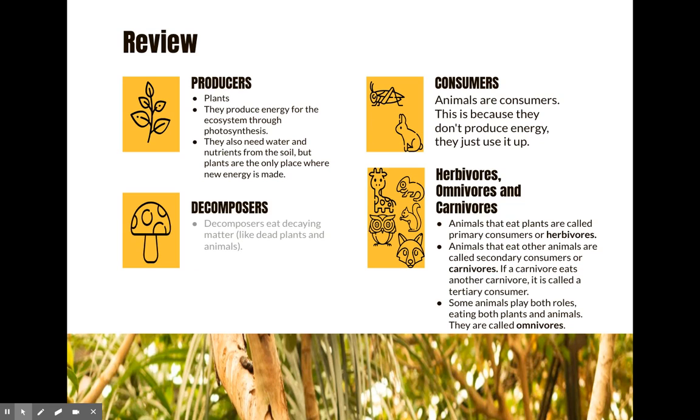Lastly, we have decomposers, and decomposers eat decaying matter like dead plants and animals. They also help to put nutrients back into the soil for plants to eat. That's where the nutrients from the soil come from. Examples of decomposers might be worms, bacteria, and fungi, like this mushroom pictured here.